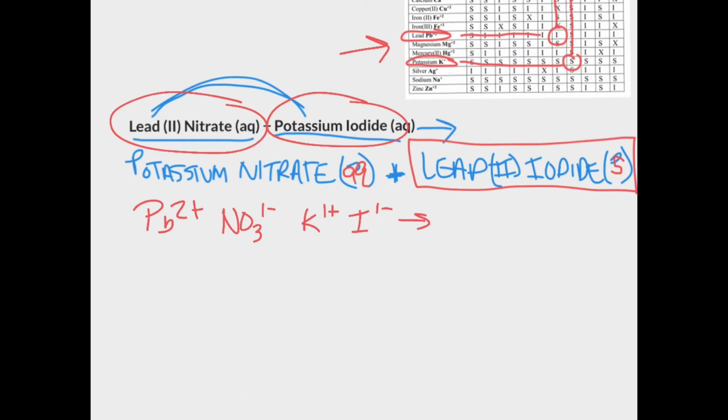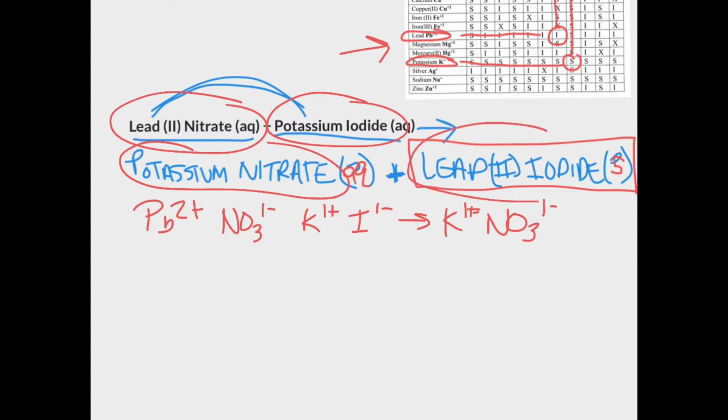Next then is my potassium nitrate. Potassium has a positive 1 charge. Nitrate is a minus 1 charge. And then there's lead 2 iodide. Lead is 2 plus, that's why it's called lead 2, and iodide is minus 1. All right, so we can now put those together as ionic compounds, and we can finally see exactly what is going to form. So here we go.